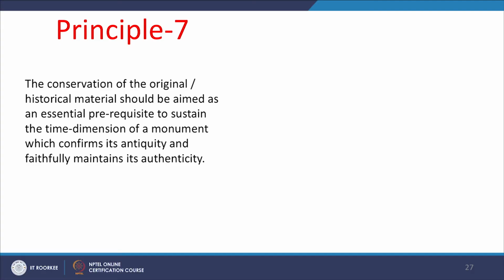And the conservation of the original historic material should be aimed at as an essential prerequisite to sustain the time dimension of a monument, which confirms its antiquity and faithfully maintains its authenticity. Today, why are we talking about the Bhimbetka caves? Because of the prehistoric settlements, how these rock paintings talk about those lifestyles, because that is rich evidence which we are getting. And even a small rock painting is of much value for us, because it has a universal value, and we need to protect those kinds of things.